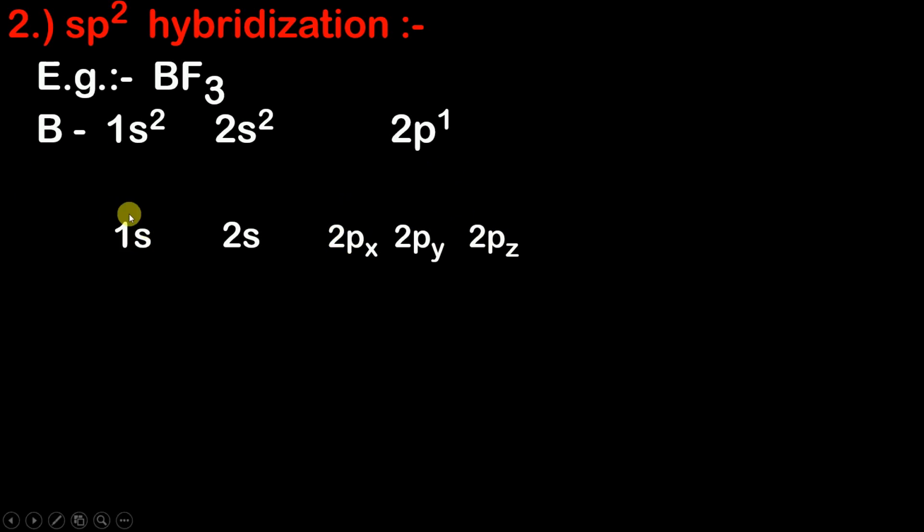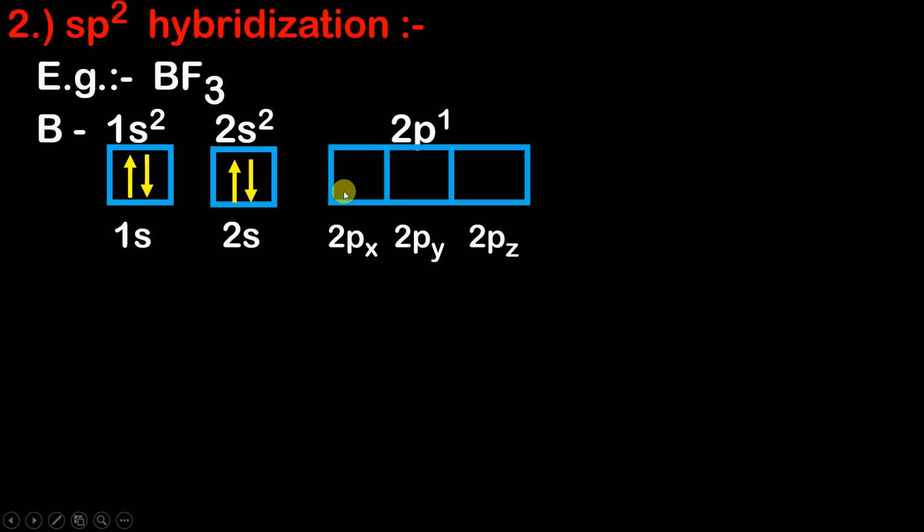Now, since here there is only one orbital, we draw one box, and inside this s subshell there are two electrons present. We all know that inside one orbital there can be a maximum of 2 electrons. We draw those 2 electrons. Inside this 2s subshell also there are 2 electrons present, and in one orbital there can be 2 electrons. Therefore, we draw them. Next, inside the p subshell there are 3 orbitals. Therefore, we draw 3 boxes first. Then inside the p subshell there is only one electron present, and that one electron will go to the 2px orbital. Now 2py and 2pz do not have any electrons because there are no electrons present.